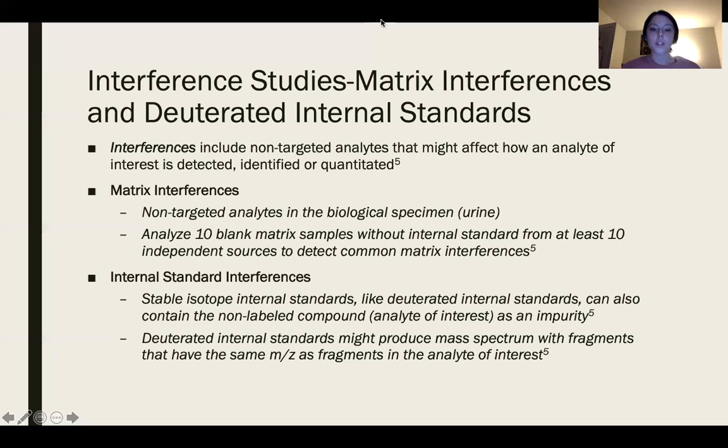And then for internal standard interferences, internal standards can actually interfere in two ways. The first one is that when you get that deuterated internal standard, it might have some impurities in it, and it could actually contain the non-labeled compound, the analyte of interest that you're looking for, as an impurity. Also, deuterated internal standards, when they're run through the mass spectrometer, are going to produce fragments, and sometimes those fragments can be the same as the analyte of interest fragments and have the same mass to charge ratio.